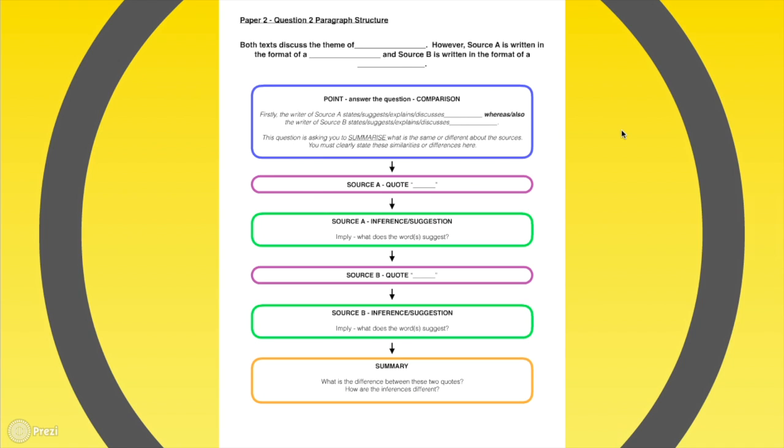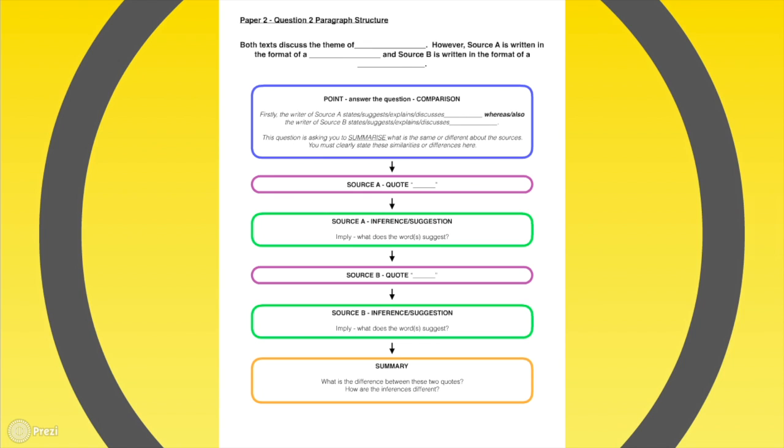So immediately, if the question asks you what the differences are between the sources, then you can comment on that general difference. So here I've said both texts discuss the theme of, because they will have a similar theme. However, source A is written in the format of, and source B is written in the format of. So the difference is the way that they are written. So you might get a letter, you might get a diary entry, you might get a newspaper article. So you'll get different formats between the two sources. So just having an opening comment, commenting on that difference, is a really good opener to your answer.